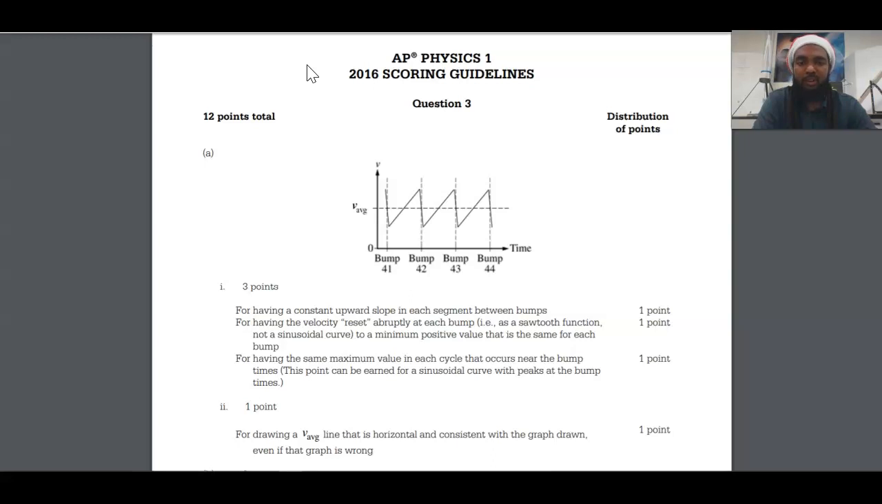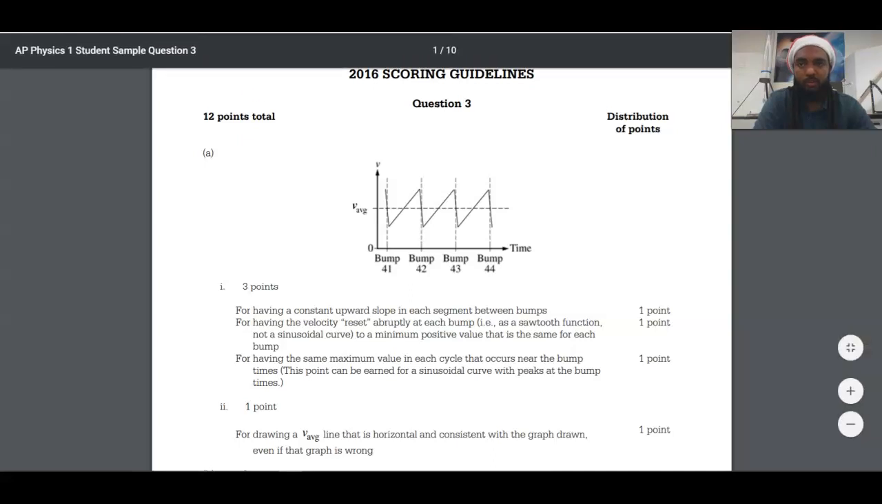For having the velocity reset abruptly, a sawtooth function, not a sinusoidal curve, to a minimum positive value that is the same for each bump. So again, the idea that this average velocity being constant means that it should be halfway between that maximum and that minimum. It should come back to the same each time. And so for having the same minimum and the same maximum each time, you get those other 2 points.